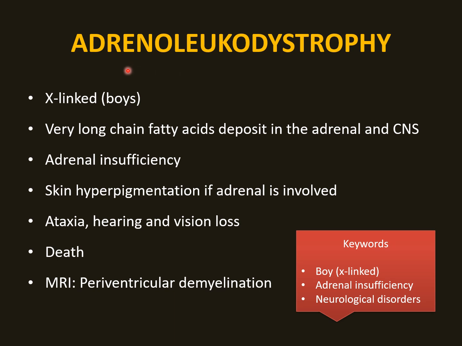So this is a classic presentation of adrenoleukodystrophy, which usually occurs in boys because it's X-linked, associated with very long chain fatty acid deposits in the adrenal gland and CNS. So it causes adrenal insufficiency and neurological disorder as well. So adrenal insufficiency, skin hyperpigmentation if the adrenal is involved. This patient may present with ataxia, hearing loss, and vision loss, and eventually death. The MRI will show periventricular demyelination. The key word for adrenoleukodystrophy is boy, because it's X-linked, adrenal insufficiency combined with neurological disorder.